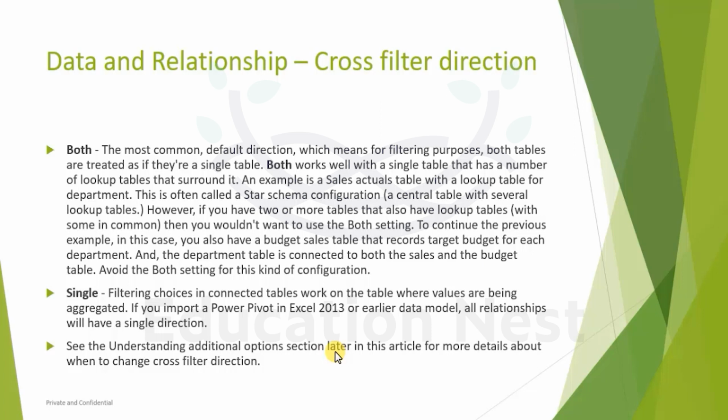So because sales is in the middle, in this scenario, the ideal way of doing it would be starting from every budgeted department. We would try to gather all the sales done for every department in one central visualization. Also, there is a single filtering choice in the connected table which works on the table where values are being aggregated. So if the values are getting aggregated, that means they are unique in that relationship, then you can set it as a single direction.